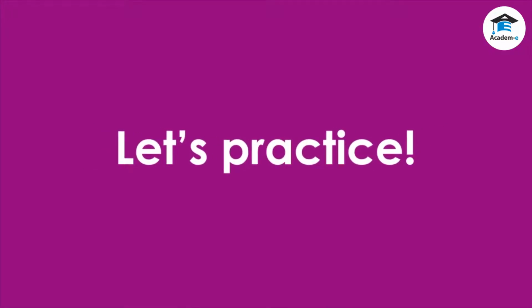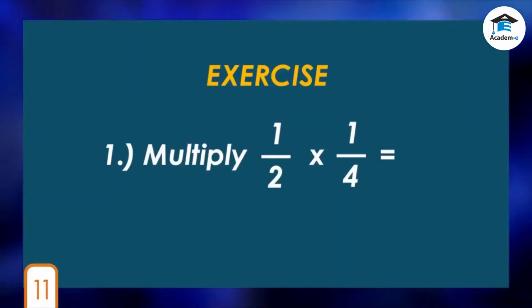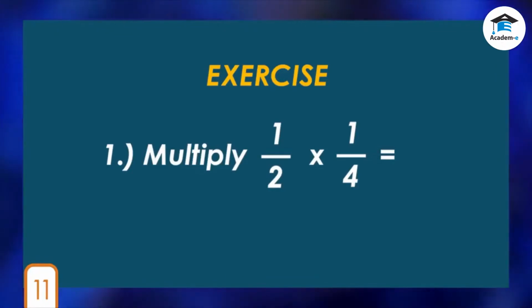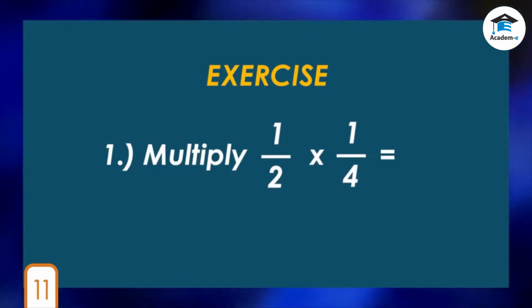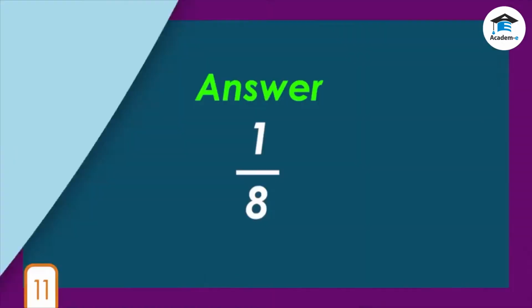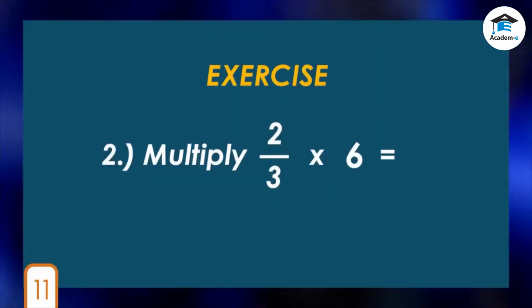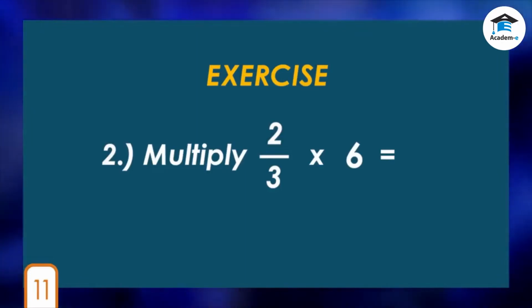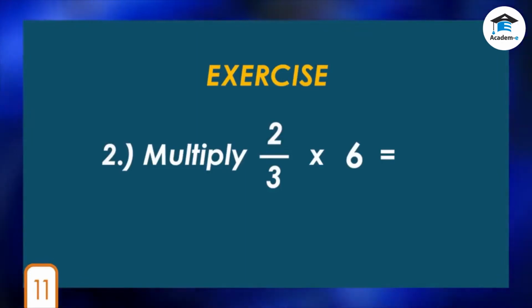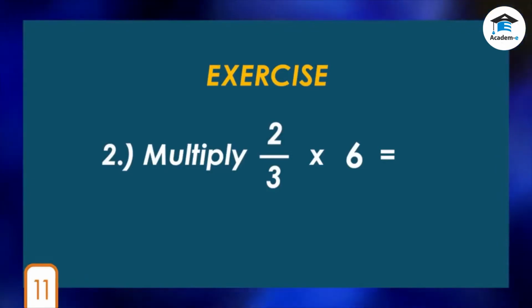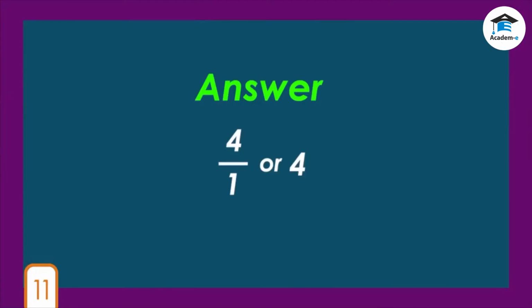Let's practice. Number 1. Multiply 1 over 2 and 1 over 4. Take your time to answer. The answer is 1 over 8. Number 2. Multiply 2 over 3 times 6. The answer is 4 over 1 or 4.